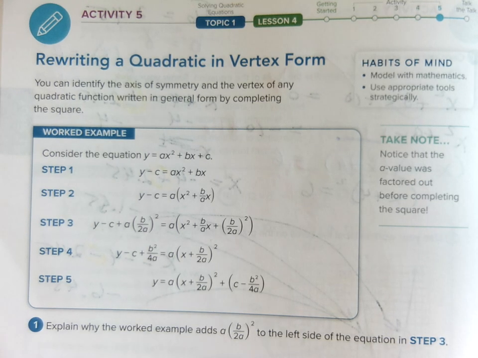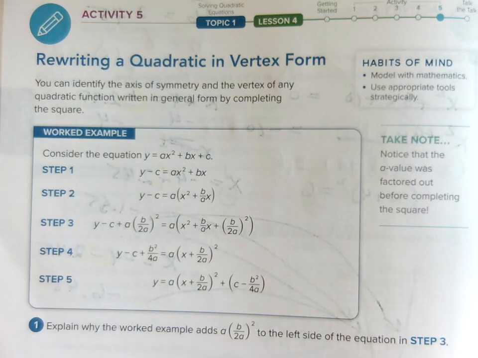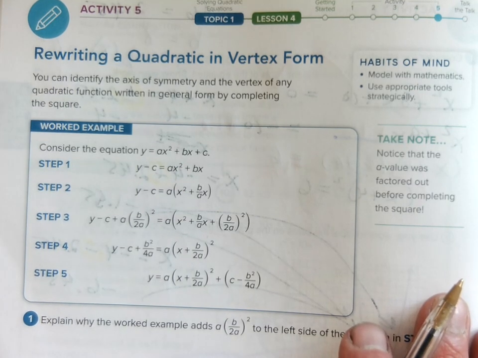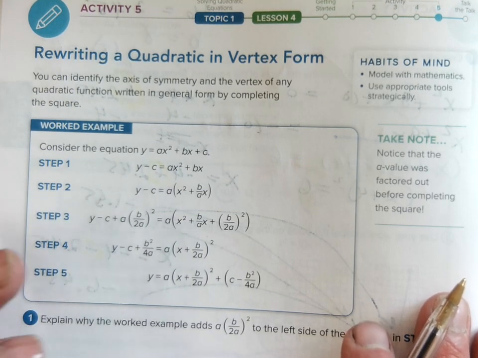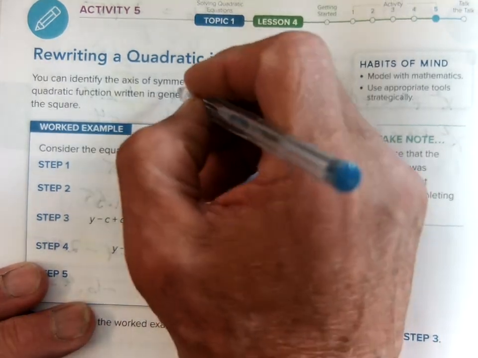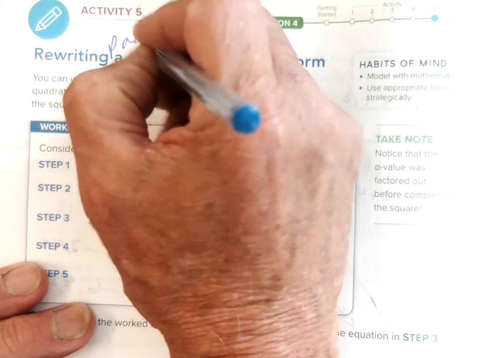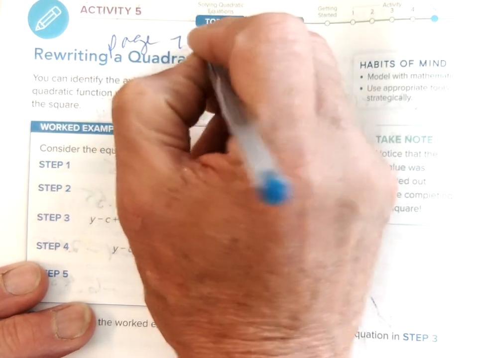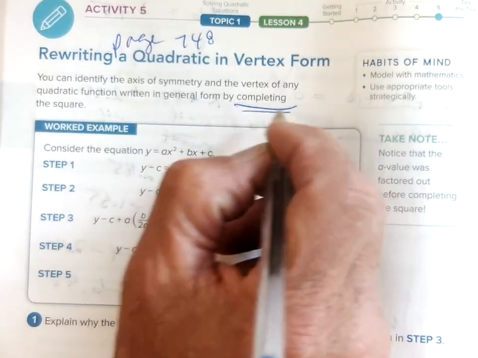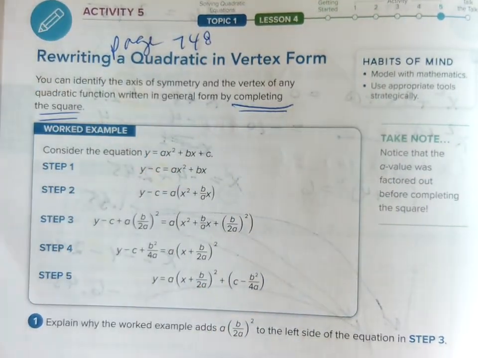Okay, everybody, so today we're going to talk about completing the square in order to graph things in vertex form. I'm on page 748. So we're still going to be completing the square in order to do this.